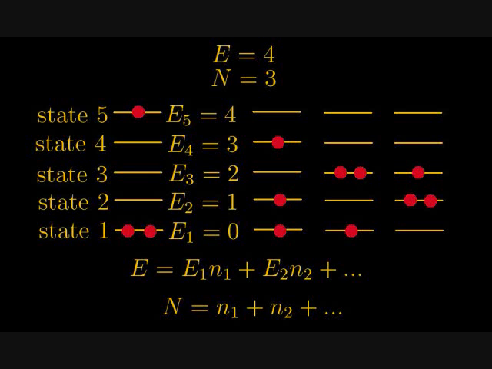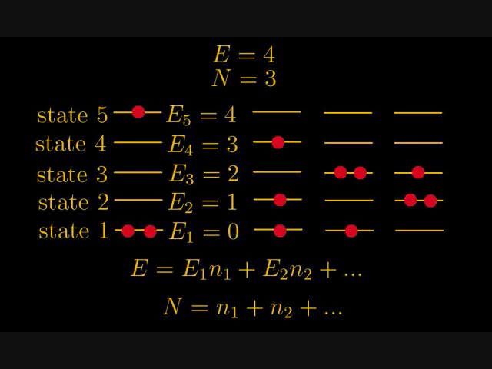To answer this question, we need to understand the concept of the weight of a configuration. The weight of a configuration is the number of ways to distribute n systems such that n sub 1 are in state 1, n sub 2 are in state 2, etc. Consider the leftmost configuration on the screen. How many ways can we distribute 3 systems over 5 states such that 1 system is in state 5 and 2 systems are in state 1?